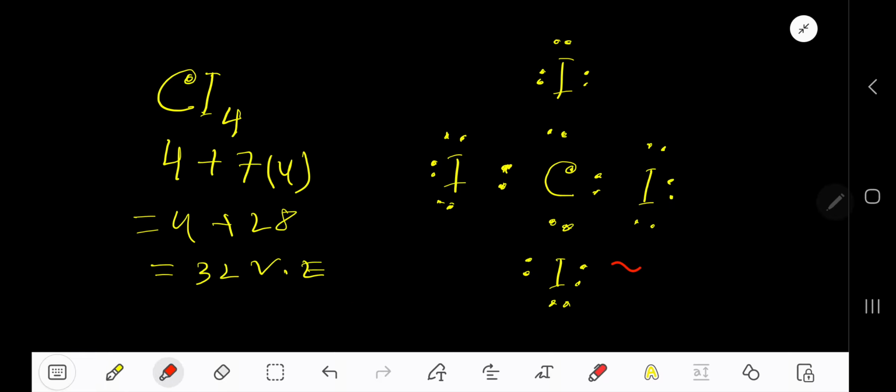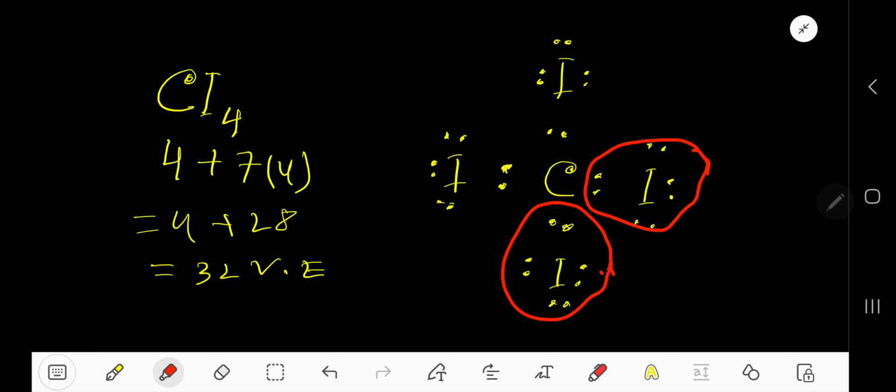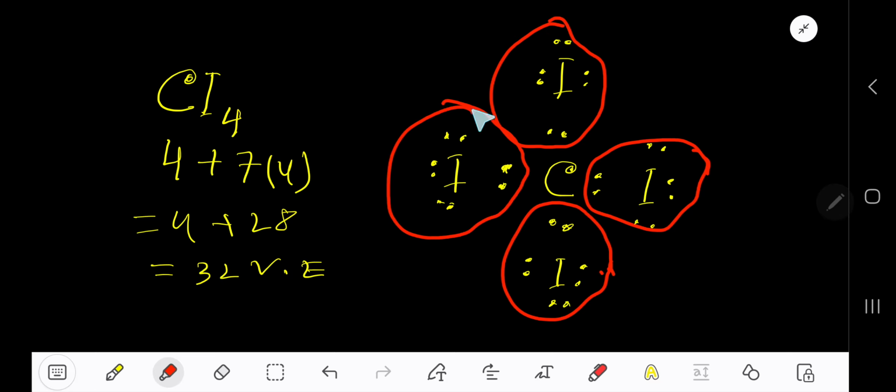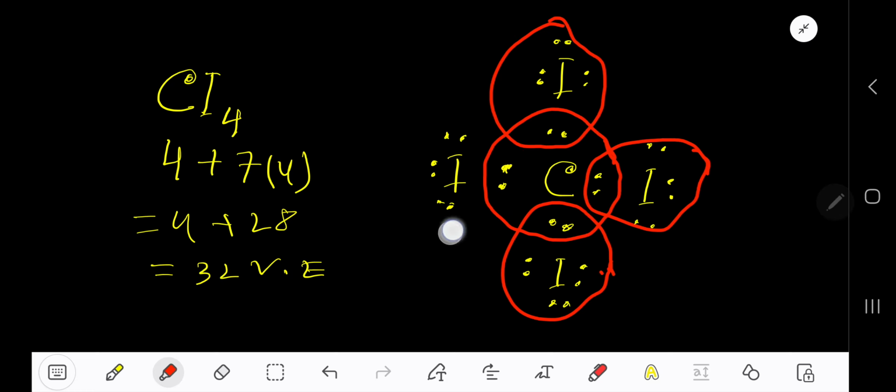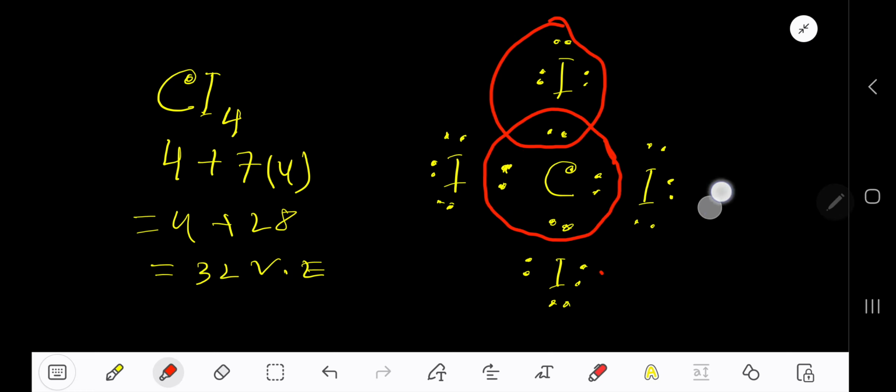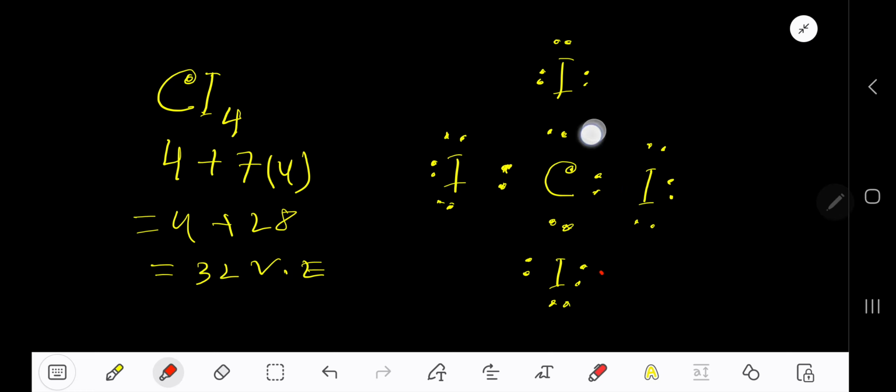Now check for octet. Octet, octet, octet, octet, octet. Okay. You can replace this bonding pair by a line or dash.